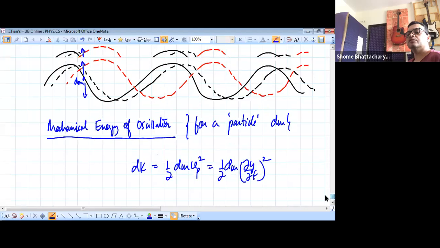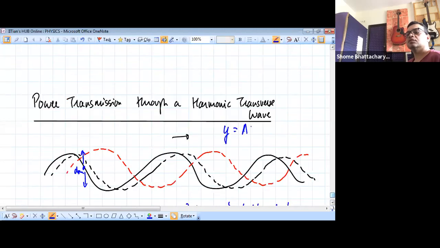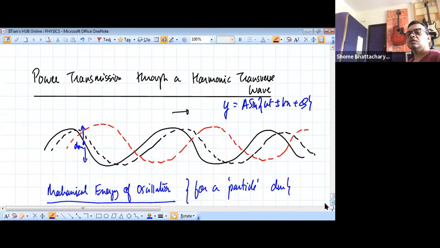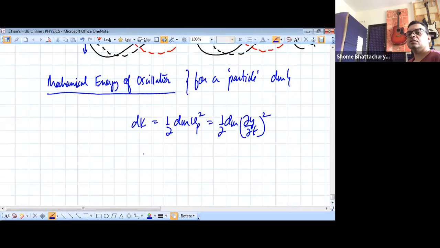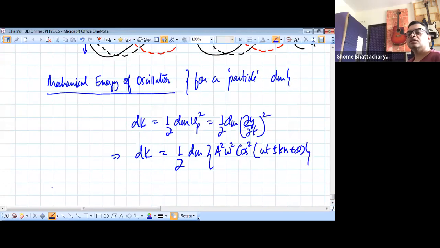Now we are talking about a harmonic wave, so obviously our y as a function of time is this general equation. So the instantaneous particle velocity, kinetic energy becomes half dm into A² ω² cos²(ωt ± kx + φ). Okay. So this is basically the instantaneous kinetic energy of the particle dm at time t.